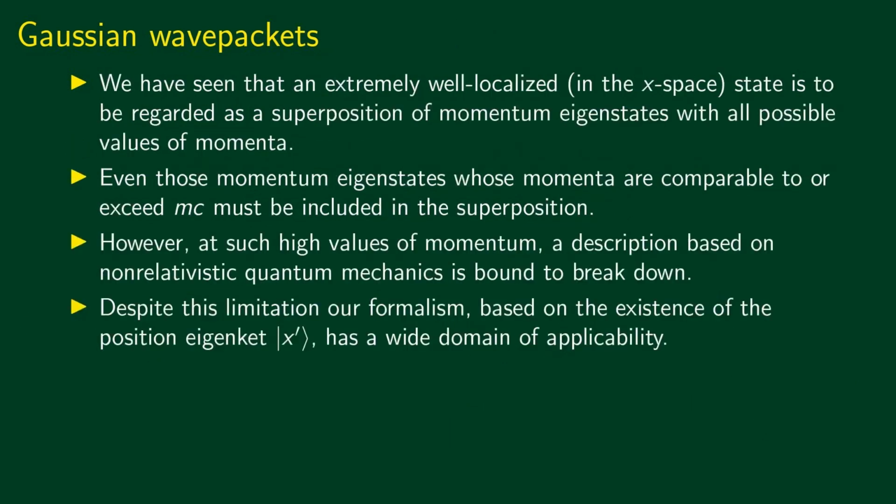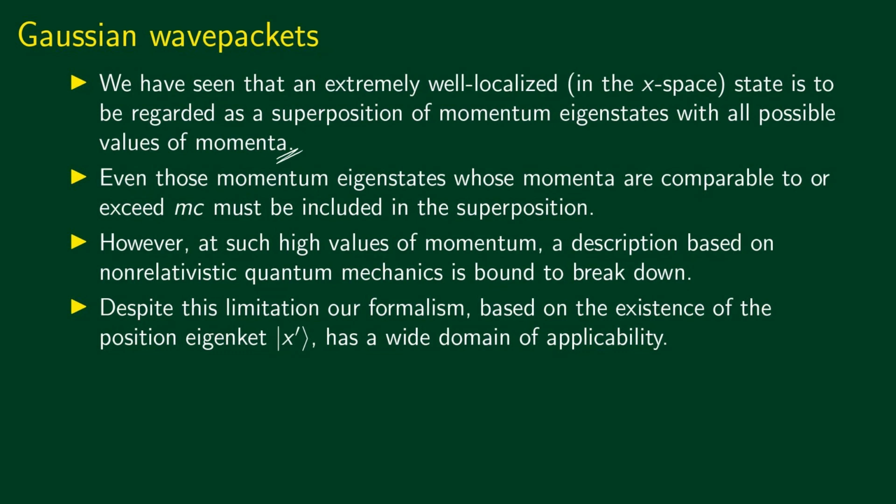We have seen that an extremely well localized state is to be regarded as a superposition of momentum eigenstates with all possible values of momenta. Now this reaches back to the uncertainty principle. Because if I take a position eigenfunction, it's not a momentum eigenfunction at the same time. Instead, it has to be regarded as a superposition of all the momentum eigenstates.